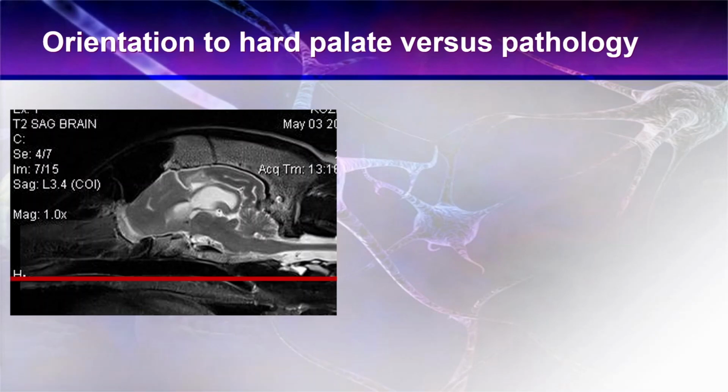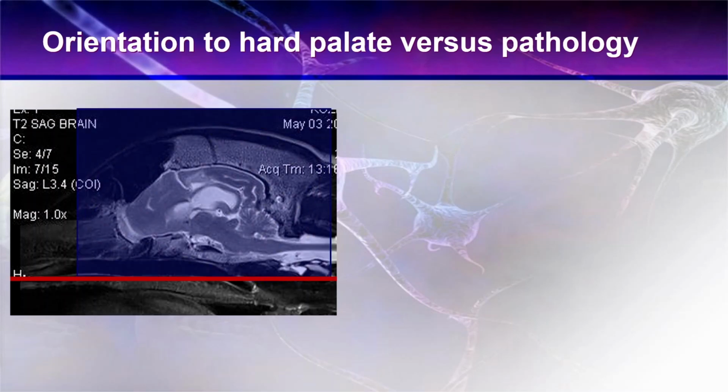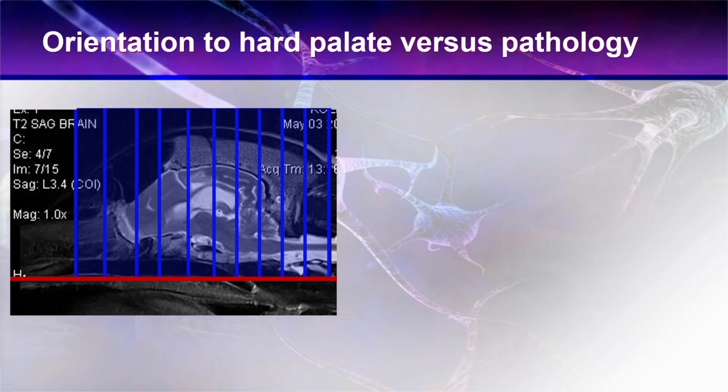So we find the hard palate here, and then we line up our slices there. So this is the traditional orientation to the hard palate. Obviously, it depends a little bit on the dog's skull morphology, because some dogs have quite curved hard palates, which makes it a little bit more challenging. And then, of course, we put the other slices in perpendicular.